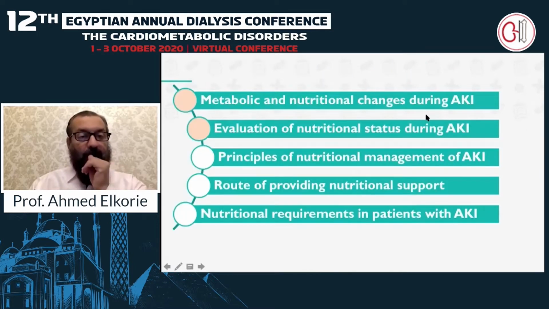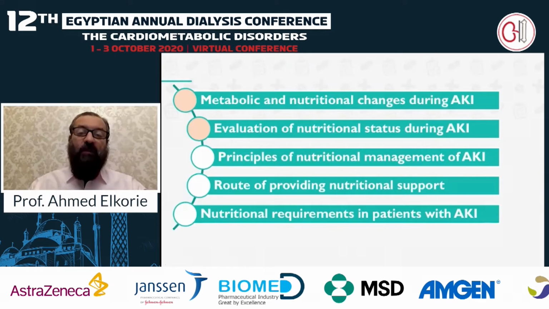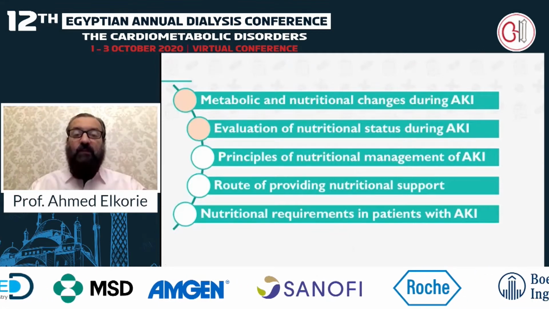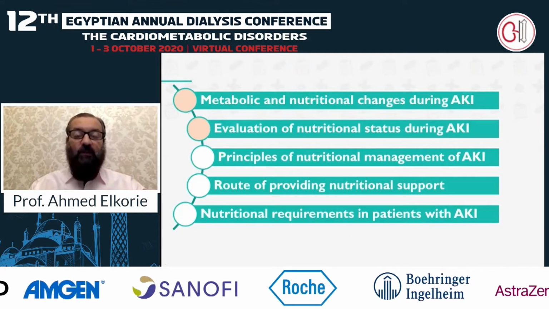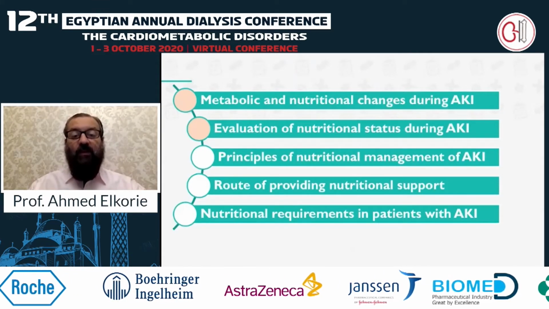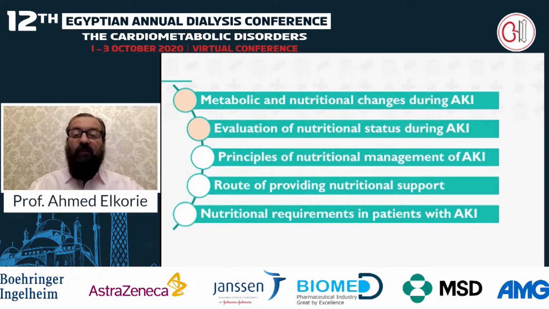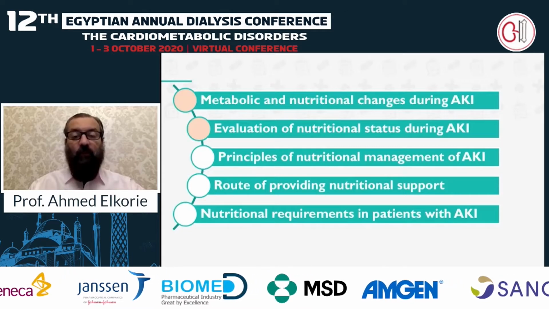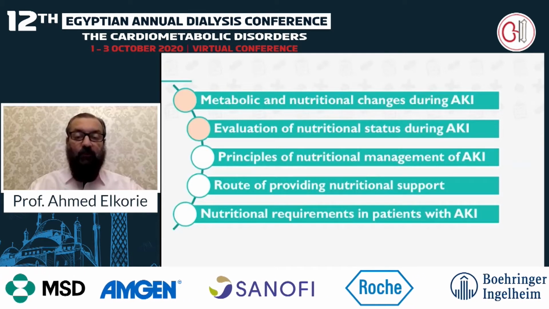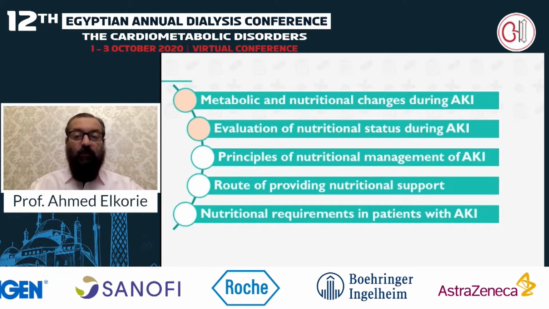First, we have to understand what we need to know about the patient with AKI regarding his nutritional status and support. We need to know about the metabolic and nutritional changes that occur during acute kidney injury, how to evaluate the nutritional status of the patient in such a disease, what the principles of nutritional management are for a patient with AKI, what the different routes for providing nutritional support are and which is the preferred one, and the nutrition requirements, specifically regarding both macro and micronutrients.